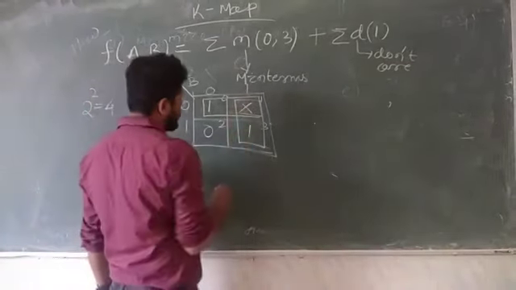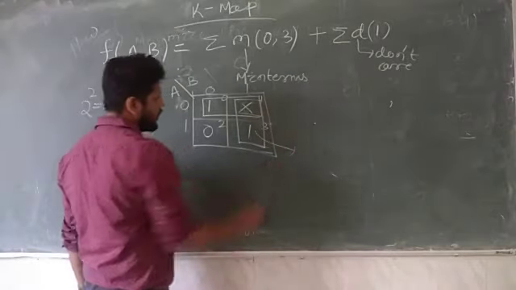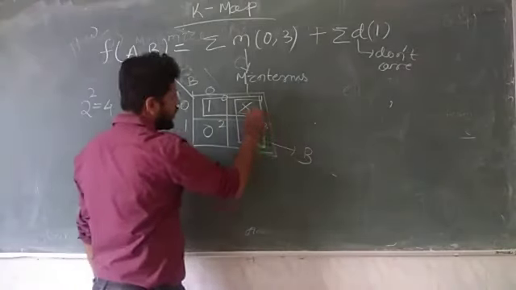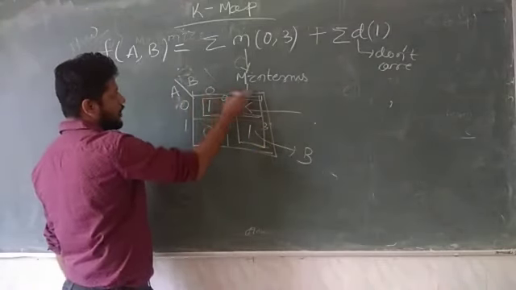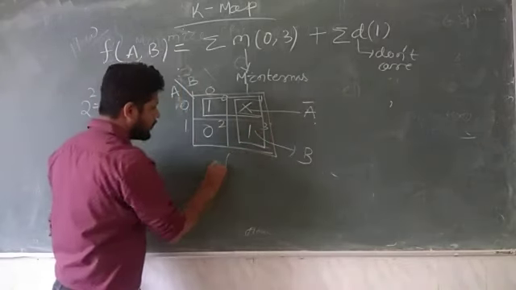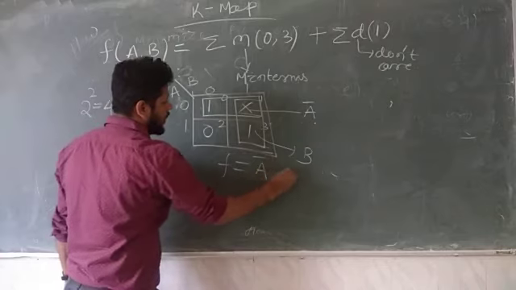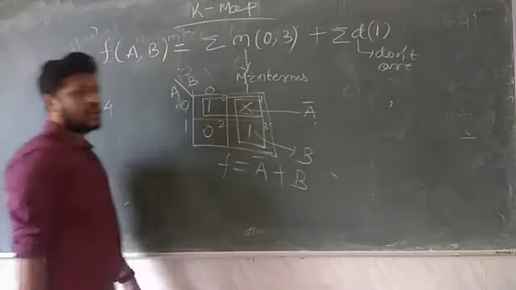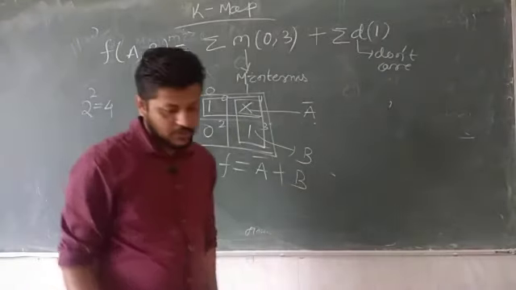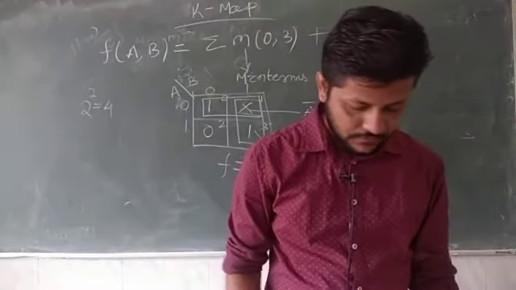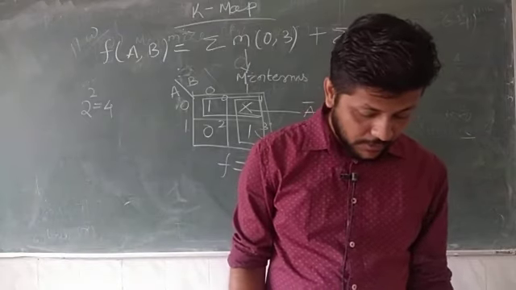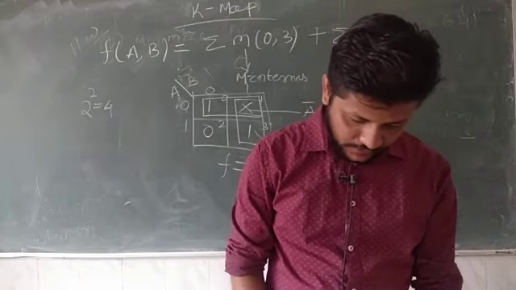So first we will write this expression. How to write? Here B is constant. Here A bar is constant, because 0 and 1 are changing, but A is constant. So finally the expression will be A bar or B. This is the expression for your K map by using your don't care. Then we will solve one more problem on this don't care condition.